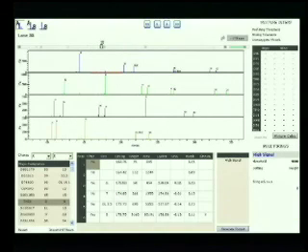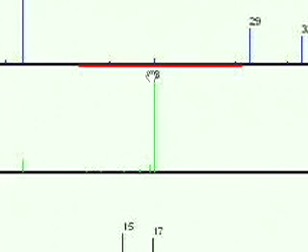Here's the same example in FSSI Cubed. Once again, we have the 8 allele being called, and you can see that, in fact, there is a -A peak that is visualized here, but once again, it has been appropriately filtered, just as in GMapper ID.